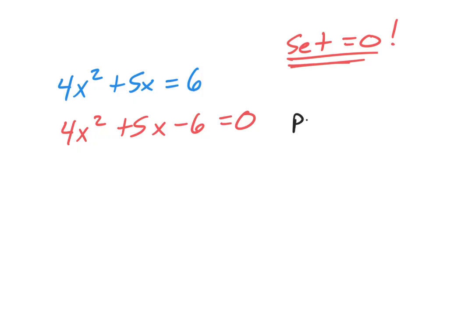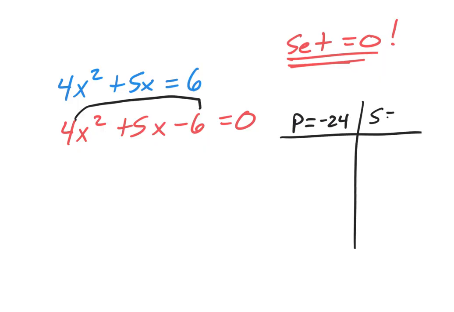So my product here would be a negative 24. My sum would be 5. So I've got to find 2 numbers that multiply to get a negative 24 and add to get 5. What 2 numbers make those 2 things work? There we go. Yep, positive 8, negative 3. Those 2 add together to get 5.